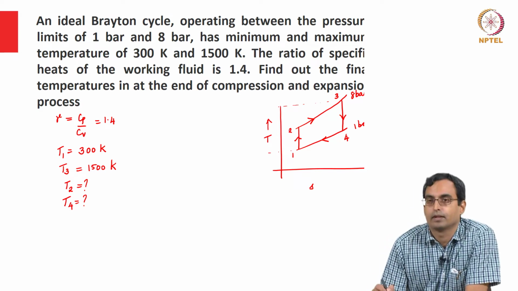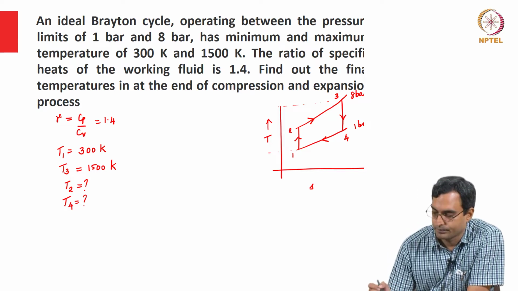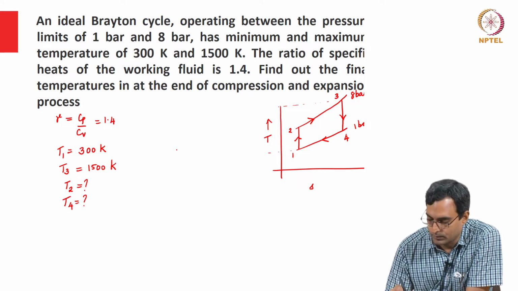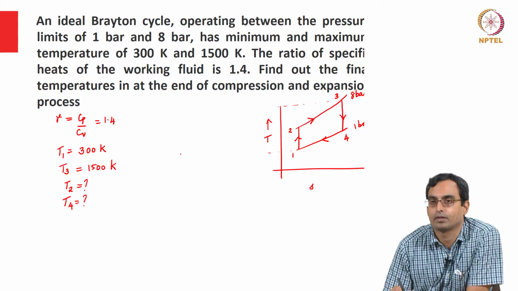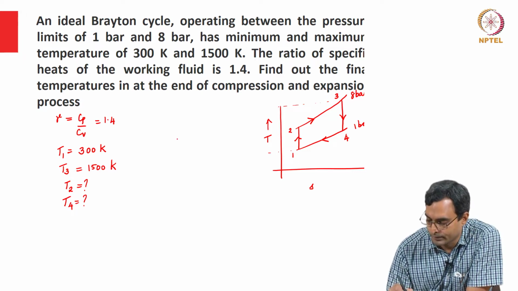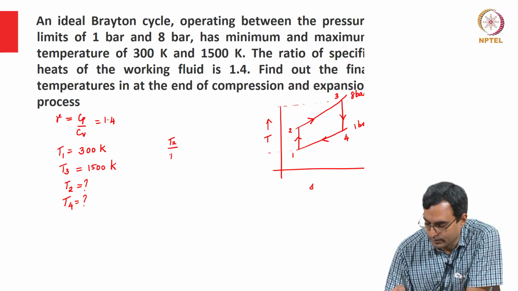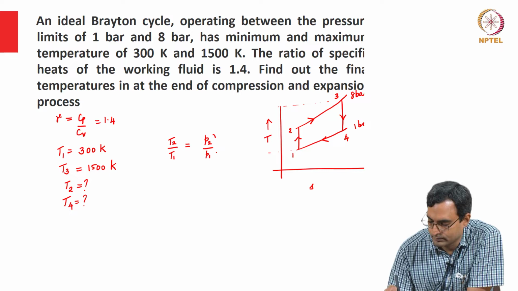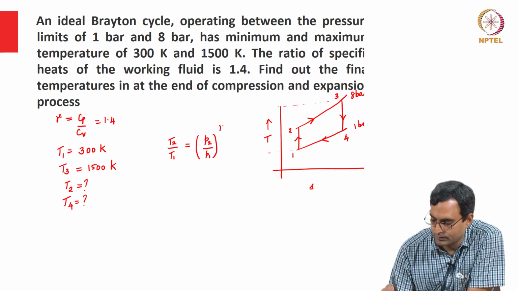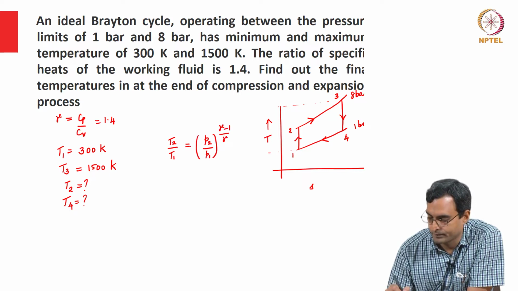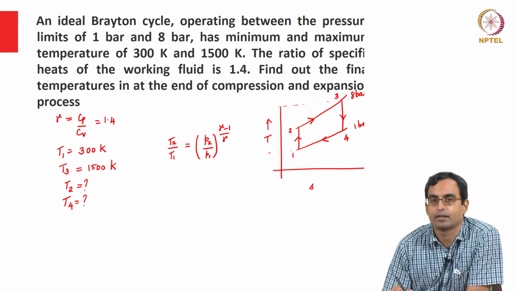1 to 2 is an isentropic process. So between 1 and 2, what we know is that we can write the pressure ratios in terms of the temperature ratios. So between 1 and 2, we have, for example, T2 by T1 is P2 by P1 to the power of gamma minus 1 by gamma. We are looking at temperature ratio.